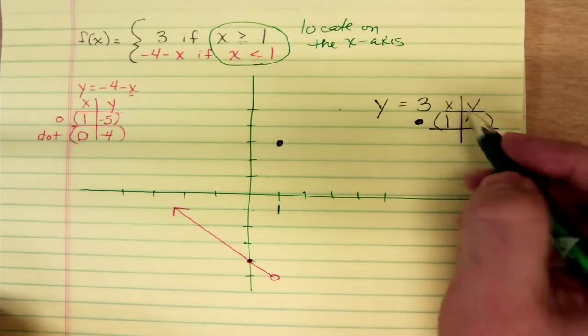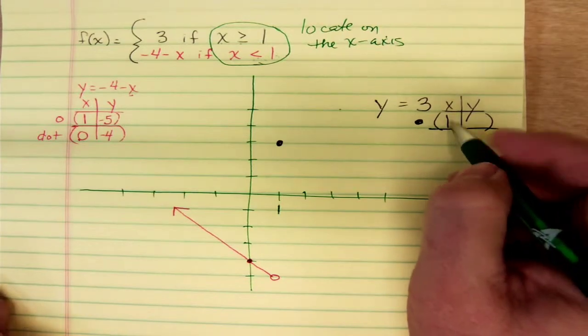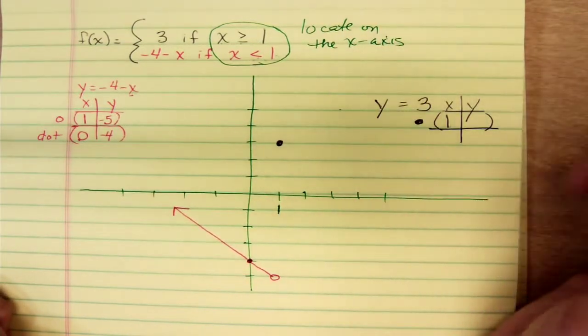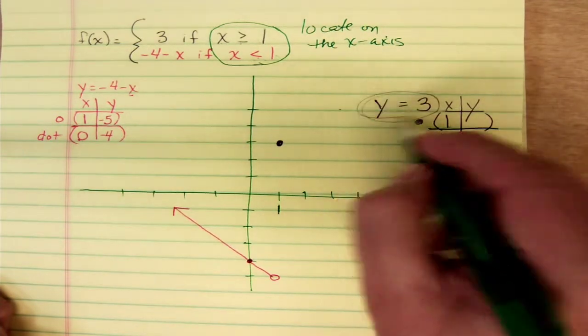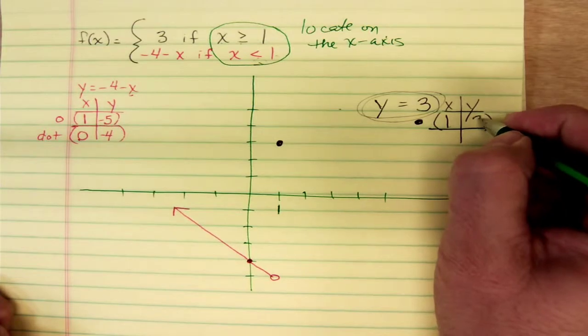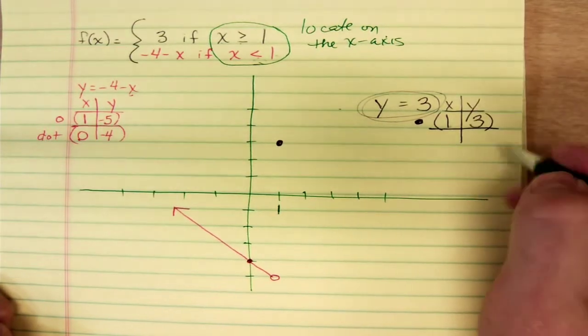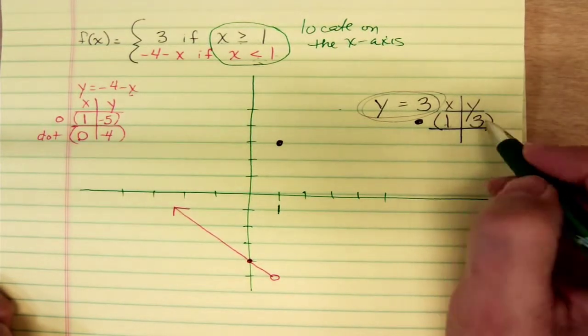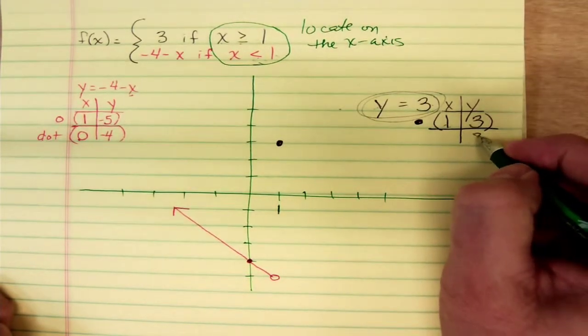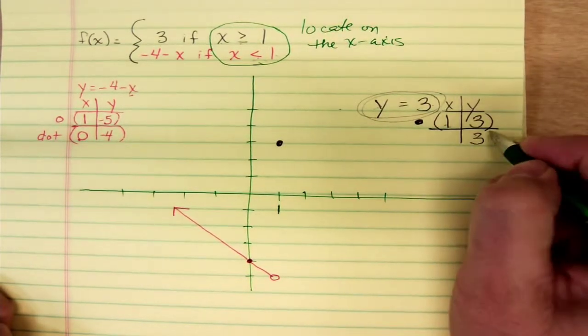So when you plug into y equals 3, you might think, wait, there's something wrong. There's no x here in this function. And that's right. This is called a constant function. It doesn't matter what your x value is. The y is always 3. So I'm going to go ahead and put a 3 down here.